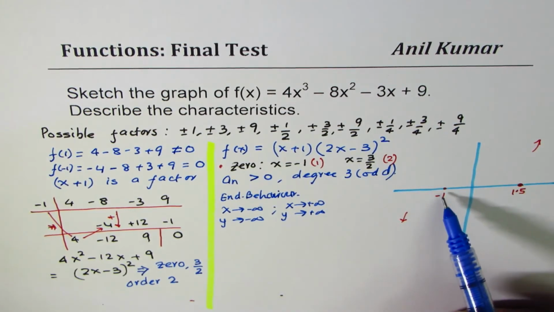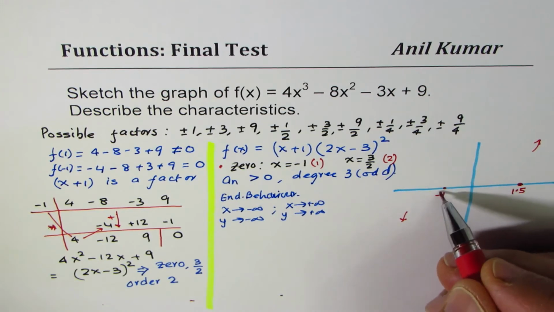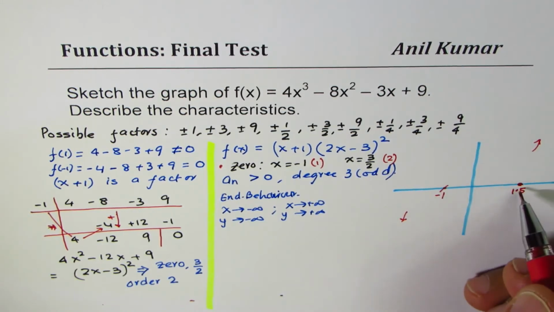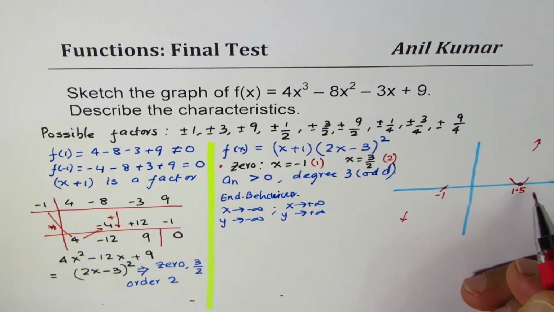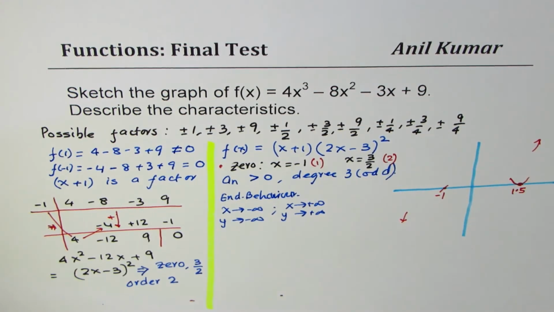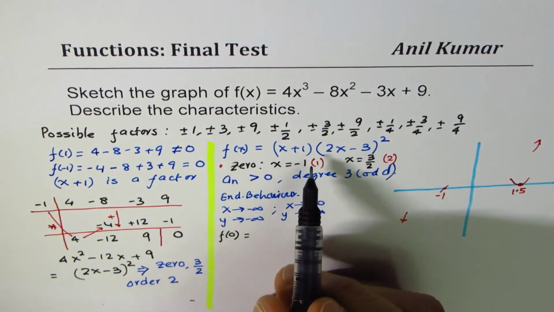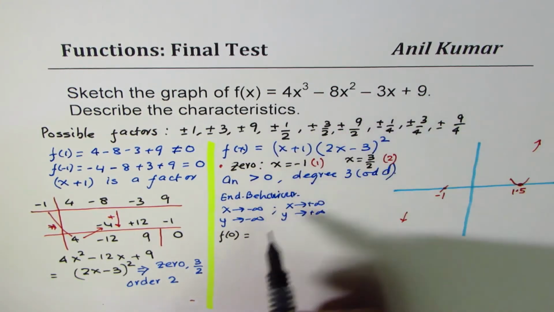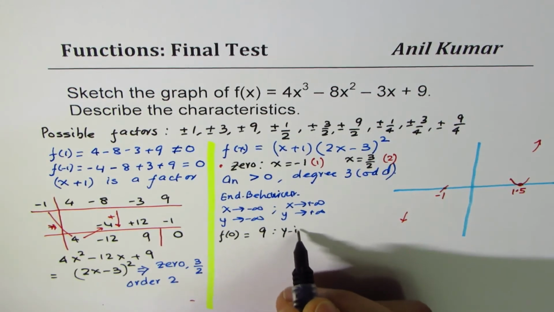Now, since this is linear, the graph is going to cross as a straight line, and here it is going to bounce back. Order is 2. Now with that, you can always sketch the graph, but it's better to find the y-intercept. So let's find the y-intercept, that is the value when x is 0. So if I substitute 0 in my equation, I get 9. So this is your y-intercept.